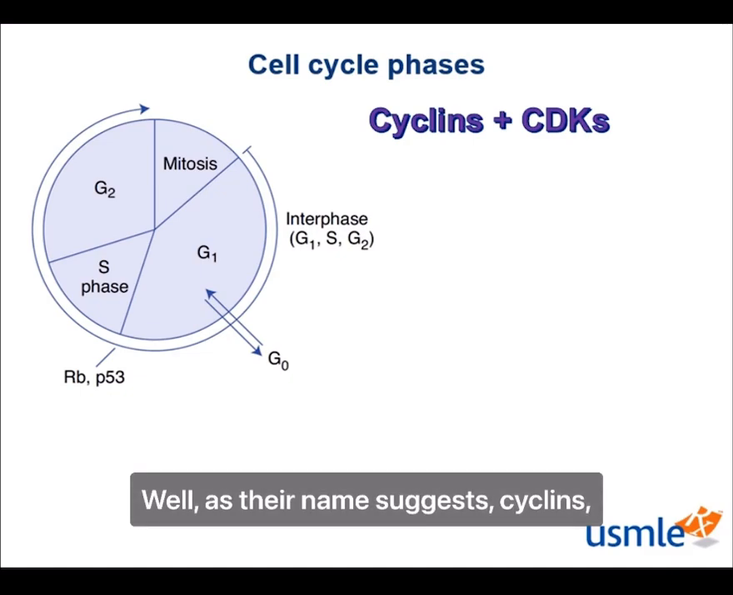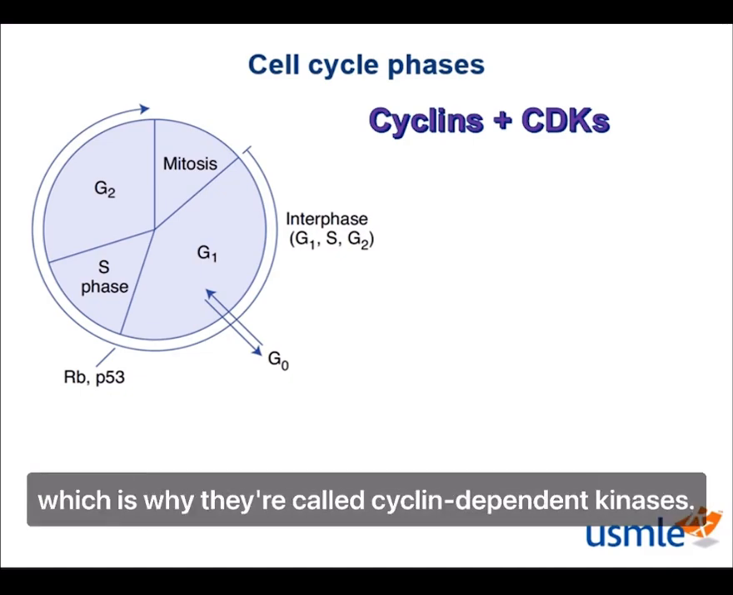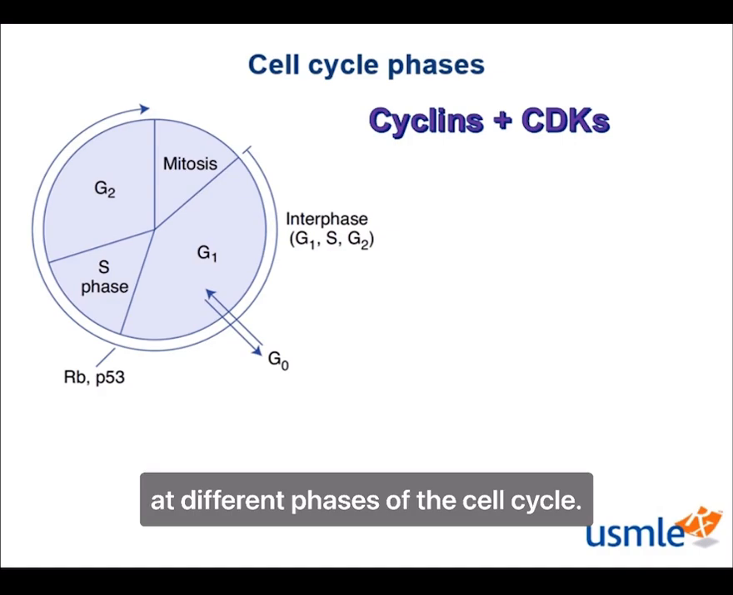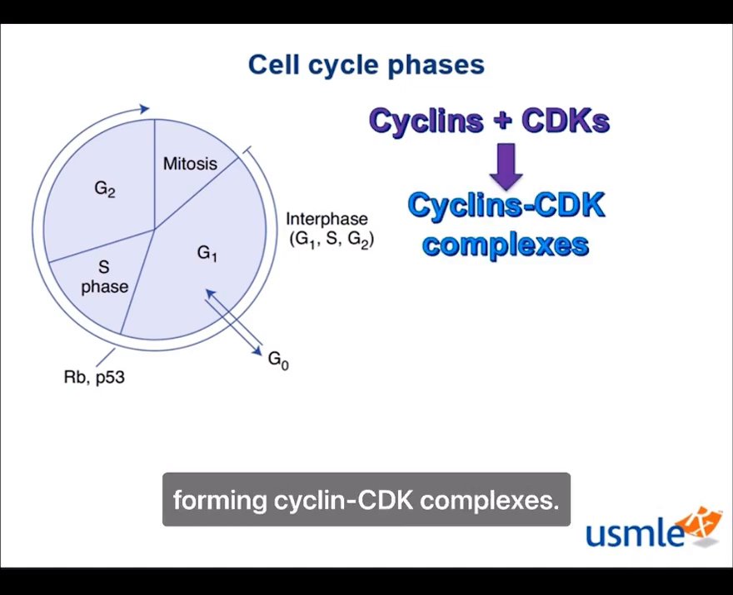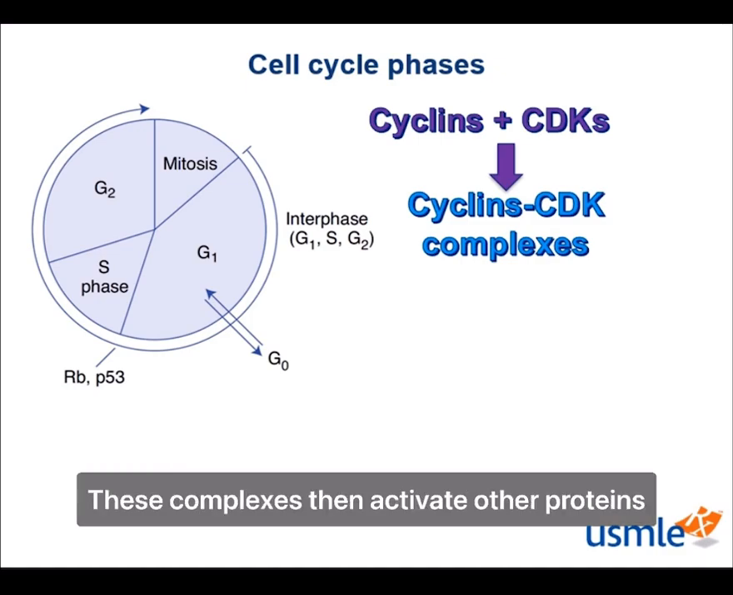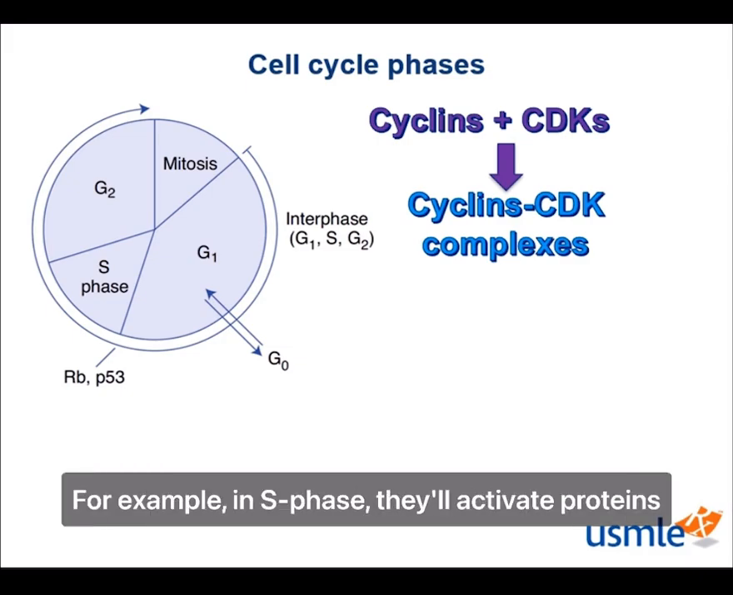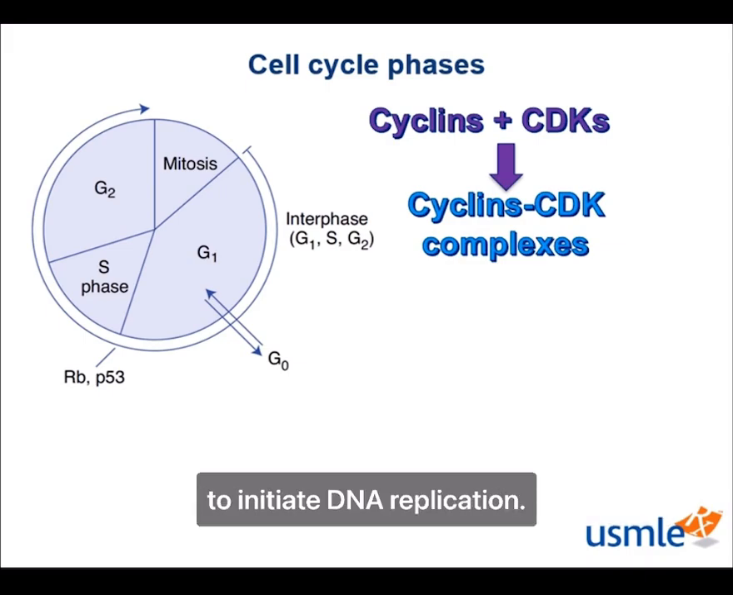Well, as the name suggests, cyclins, which is why they're called cyclin-dependent kinases. There are several different cyclins present at different phases of the cell cycle. Cyclins will activate specific CDKs, forming cyclin CDK complexes. These complexes then activate other proteins via phosphorylation and allow for cell cycle progression. For example, in S phase, they'll activate proteins to initiate DNA replication.